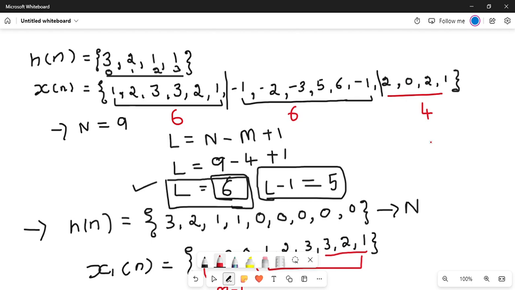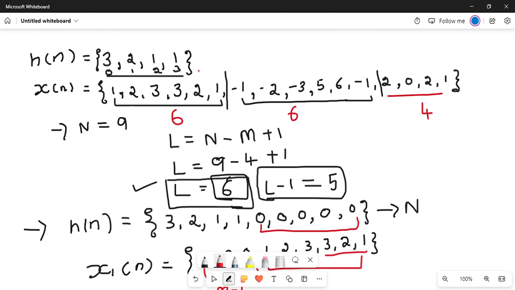L is 6, so 6 minus 1 is 5, so we know it is 5. So we added 5 zeros. For this, you don't need to do L minus 1, you just need basic knowledge, right? If you want to make n equal to 9, h of n was 4. So how many zeros do we add to 4 to get 9? 5, right? So that's just a basic logic, right?